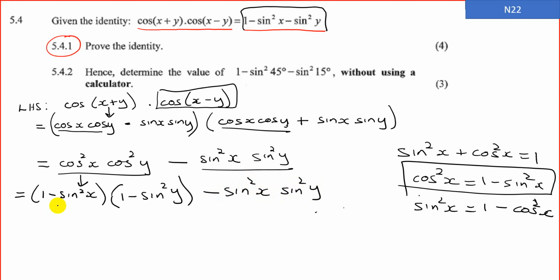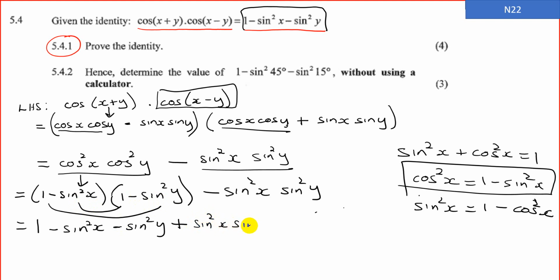And then we're going to apply FOIL on the first two brackets, first, outer, inner, last. 1 times 1 is 1. And then our inside term is minus sine squared x. Our outside term is minus sine squared y. So we're going to say minus sine squared x minus sine squared y. And your last term will be a negative times a negative, which is a positive. Sine squared x times sine squared y would be sine squared x sine squared y.